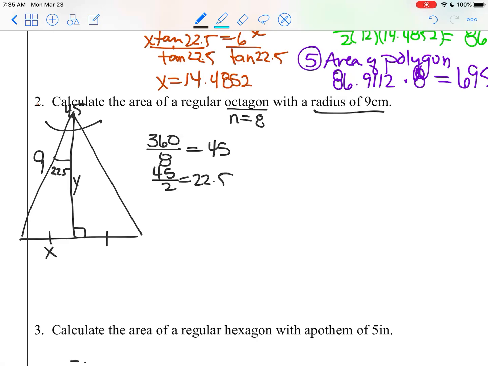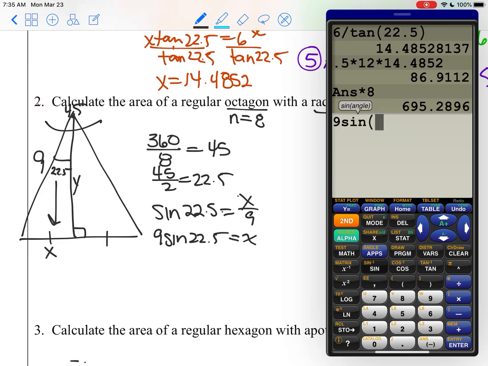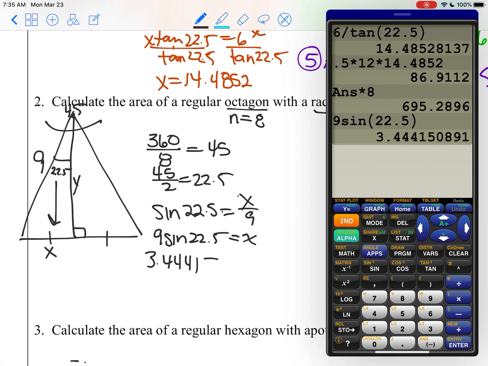Now I'm going to use my trick to find x and y. So to get x first, this is opposite. The 9 would be the hypotenuse, so that's going to be sine of 22.5 equals x over 9. So I get 9 times the sine of 22.5 equals x. Pull out my calculator. 9 times the sine of 22.5, and it gives me 3.4441 is equal to x. Now to get the full base, because that's only part of the base, I'm going to times that by 2.